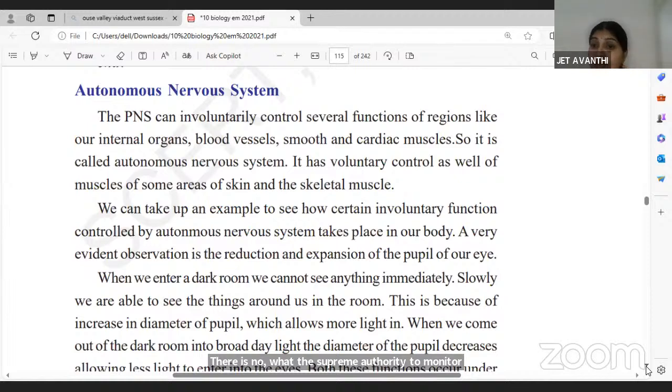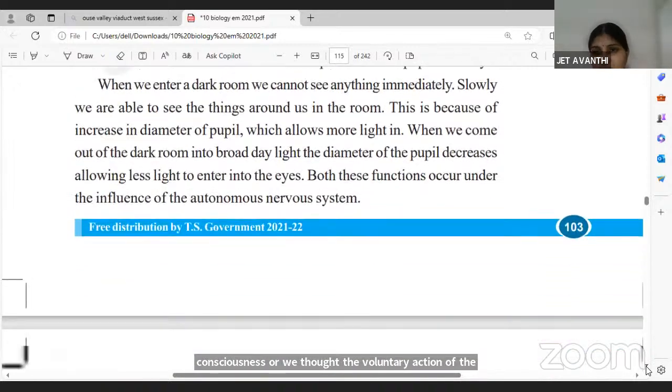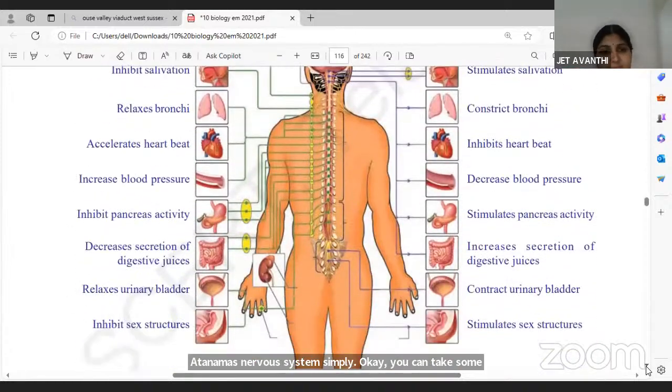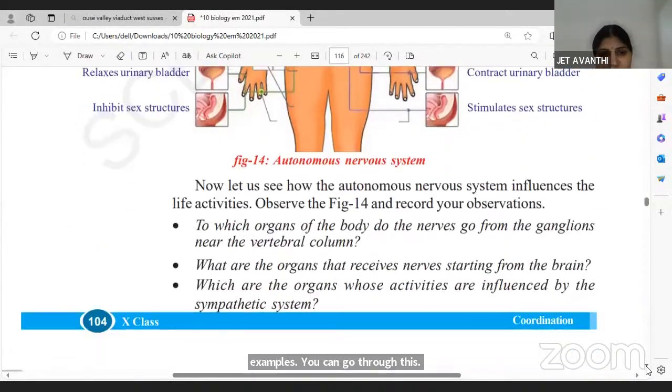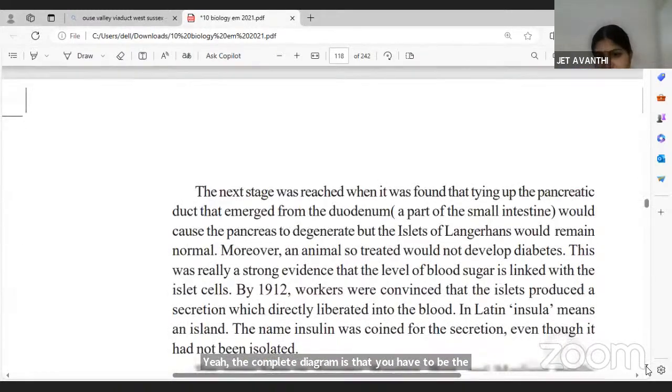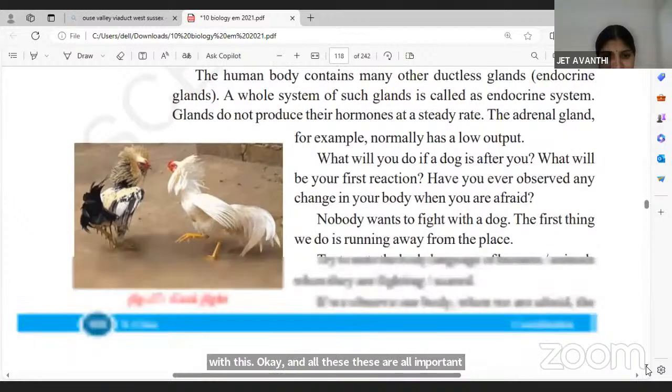In the human body also, we have such a system where actions happen without consciousness. Actions which happen without our consciousness or without the voluntary action of the brain all come under the autonomous nervous system, simply. You can take some examples, children. You can go through this. The complete diagram, you have to be thorough with this. All these are important topics you can take from the chapter.